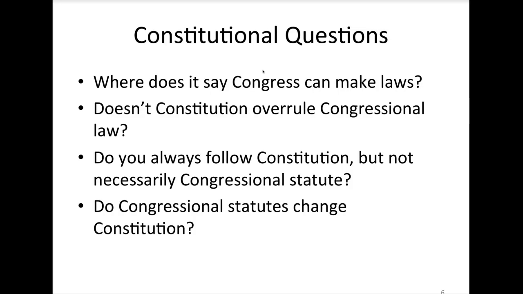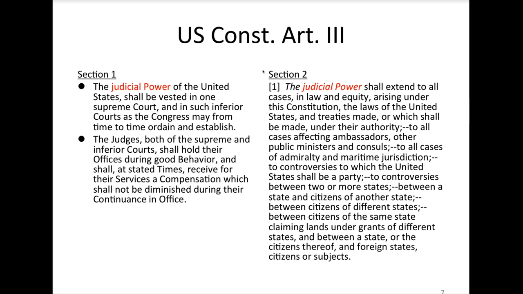The last question is, do the congressional statutes, like 1332, change the Constitution? And the answer is no, because of the Supremacy Clause, they can't overrule the Constitution, but you should think of it more as filling in gaps that the Constitution doesn't articulate. So going back here, remember that nothing here actually gives federal courts power to hear cases, that is, lower federal courts. This is only about judicial power in the Supreme Court and what federal courts might hear if Congress establishes.